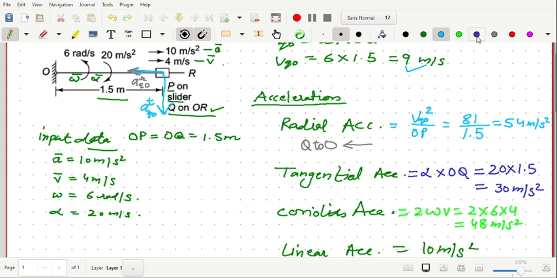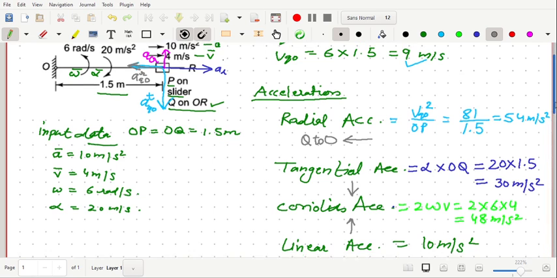Okay, next we have the linear acceleration, which is given to us as 10. So this is linear acceleration, and last is the Coriolis acceleration. Since this slider is moving in this direction, in the forward direction, and the omega is in anti-clockwise direction, so we will turn the velocity vector of this slider by anti-clockwise 90 degree, so that will result in this direction. So this will be the direction of the Coriolis acceleration. So tangential is in this direction, Coriolis is in this direction, and linear is in this direction.